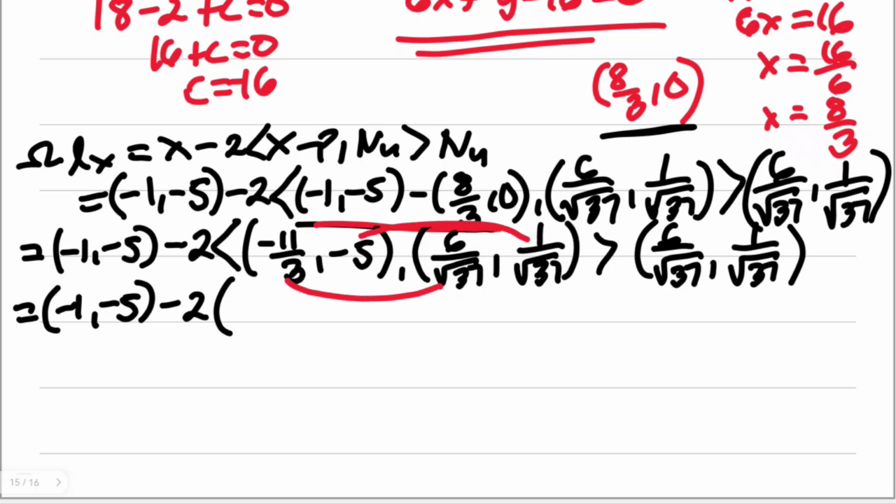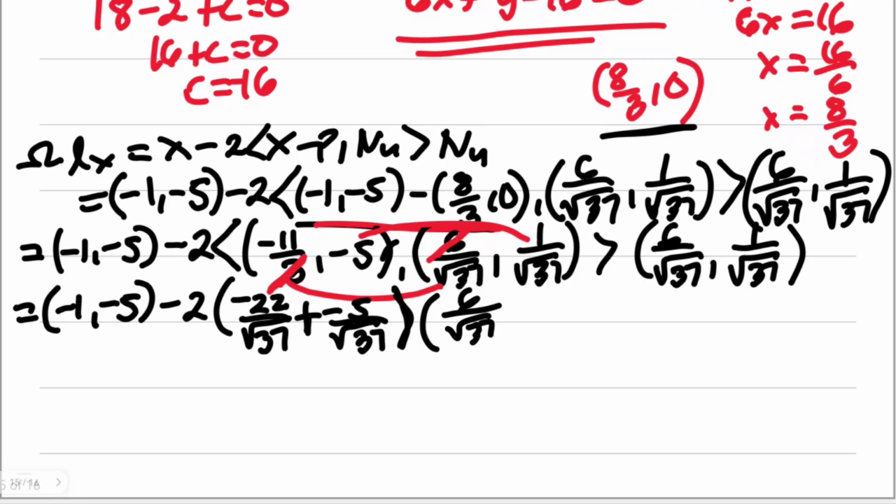So -11 times 6 is -66. But since you have 3 here, 6 divided by 3 is 2 times 11, -22 over square root of 37. The other one, -5 times 1 is -5 over square root of 37. You add them. Then the result for that is, in parentheses, 6 over square root of 37 and 1 over square root of 37.